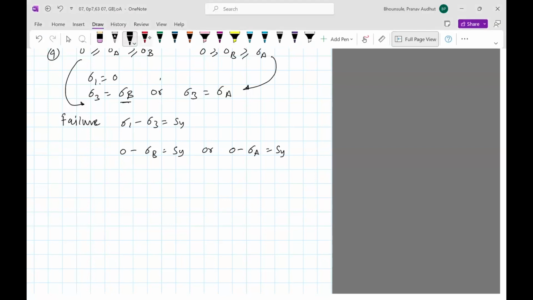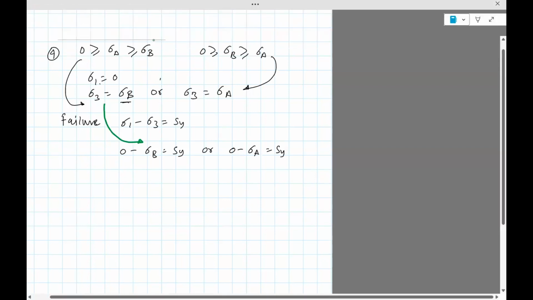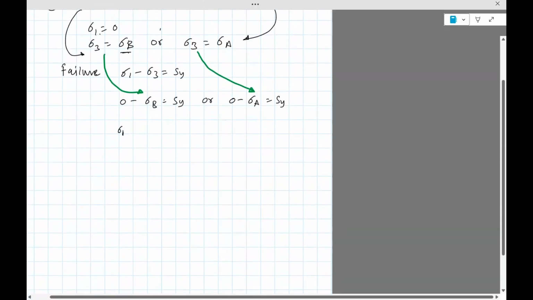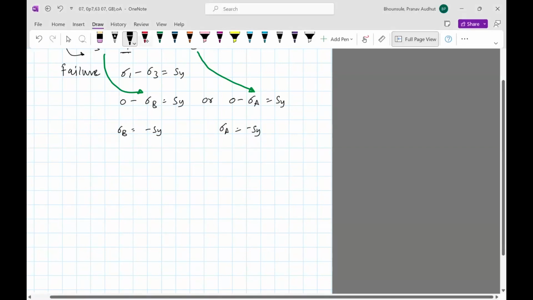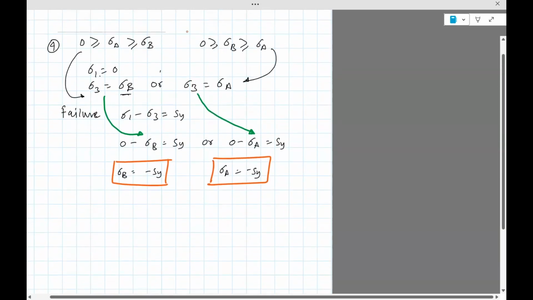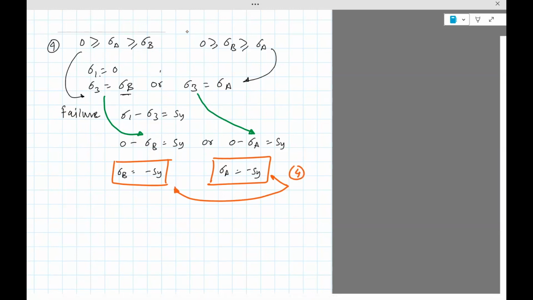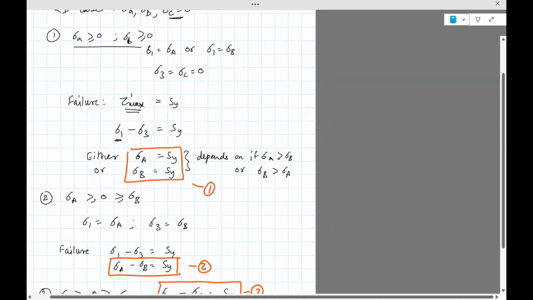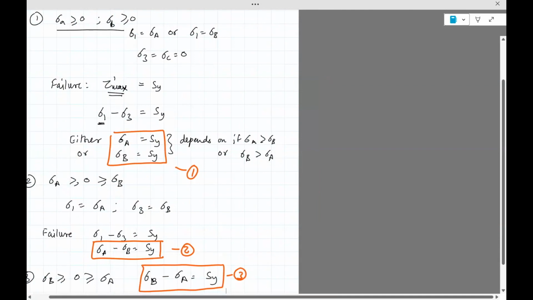So this is here, or it could be this, which goes here. So the two conditions are sigma b equals minus sy, or sigma a equals minus sy, and this depends on which of those is greater than the other. So let's call these four. Okay, so we have generated 4 conditions just for the 2D case, depending on the values, magnitude, and signs of sigma a and sigma b.